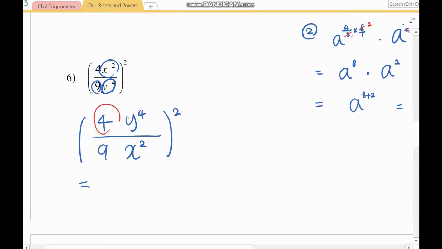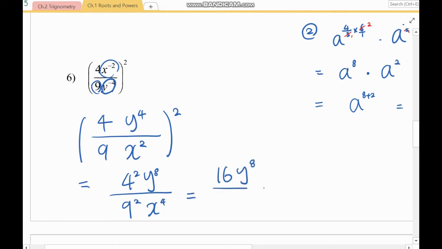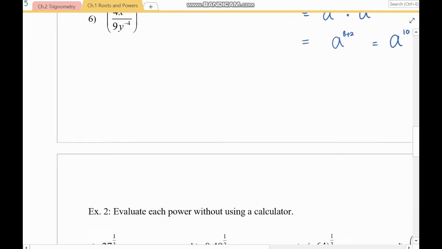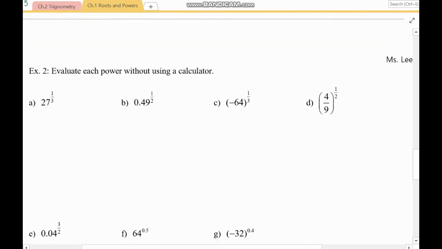And now we have 1, 2, 3, 4 items. We have 4 items. Then 4 squared, y to the power of 4 times 2 is 8. 9 squared, x to the power of 2 to the power of 2, 4. Then 16, y to the power of 8, over 81, x to the power of 4. Let's move on.